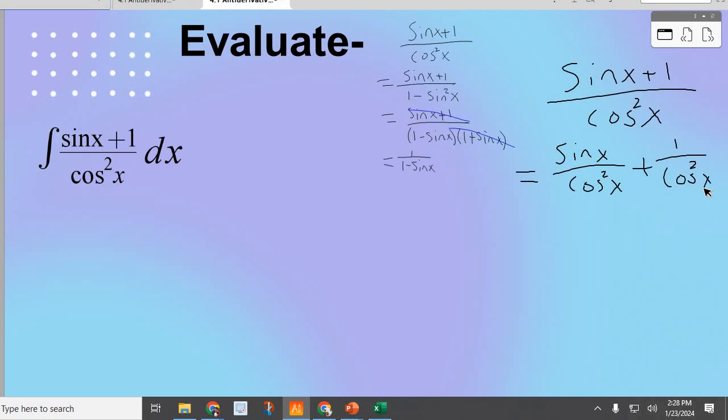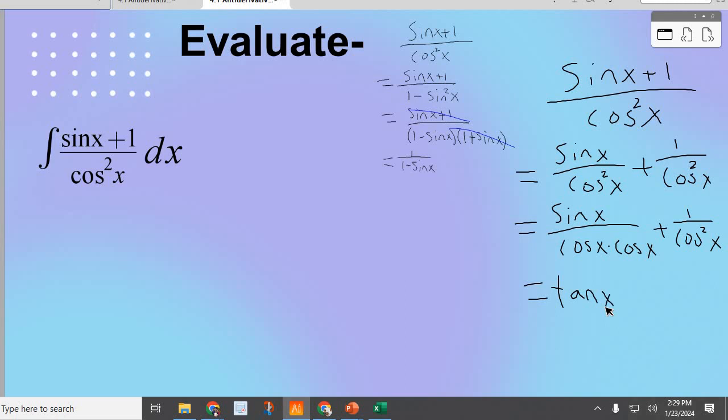Alright. Now, we can separate it into two cosines, like someone was saying earlier. We're all okay with that. Now, what is sine divided by cosine? Tangent. And what is 1 divided by cosine? Secant. And if I have 1 divided by cosine squared, I'm going to get a secant squared. Did I get rid of my fractions?